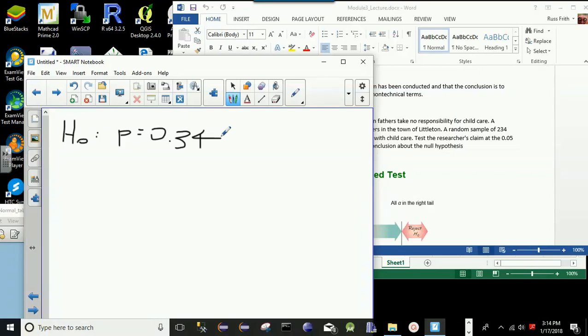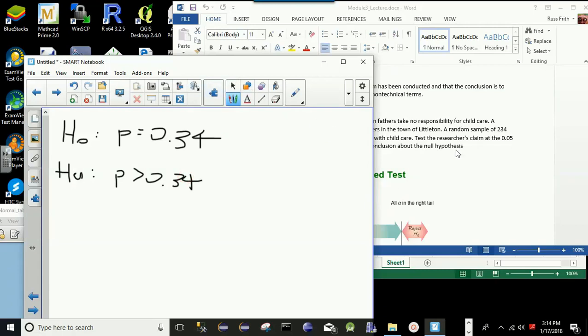Okay, and then some guy comes along and says, well, that's not quite true, it's actually a little bit higher. So the alternate hypothesis is that the proportion is actually bigger than 0.34. Okay, so what do we have for our statistics?